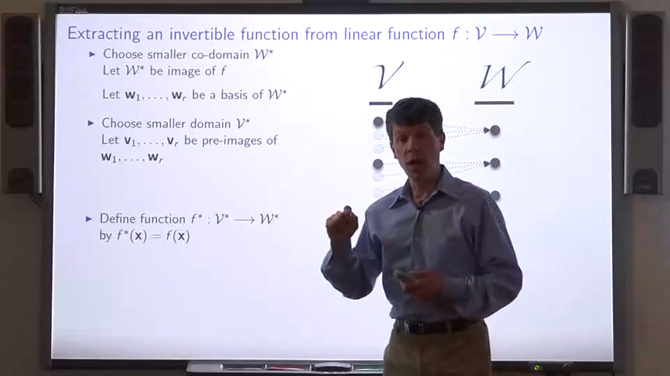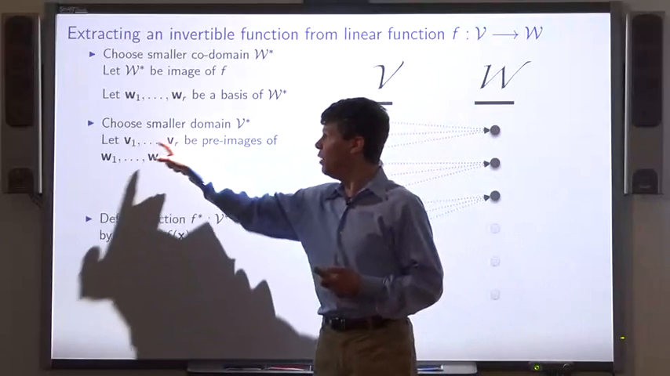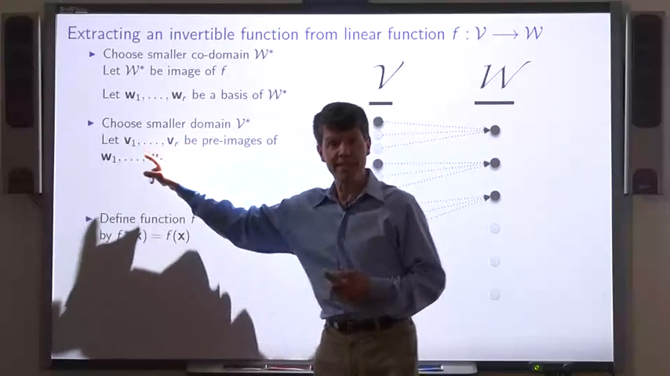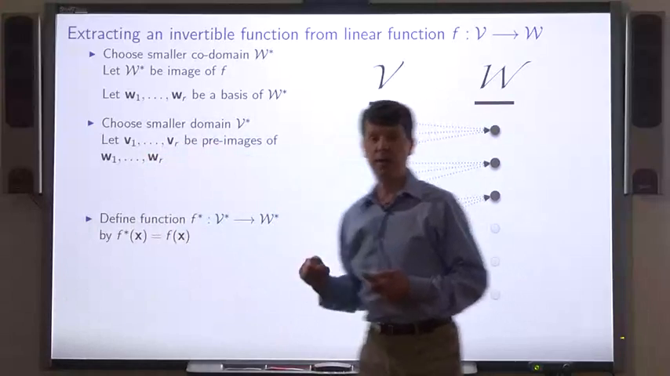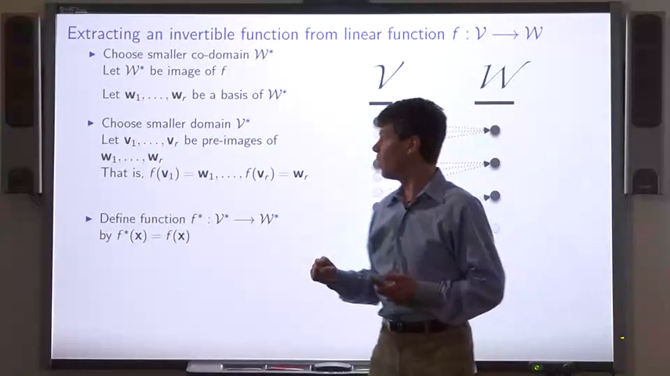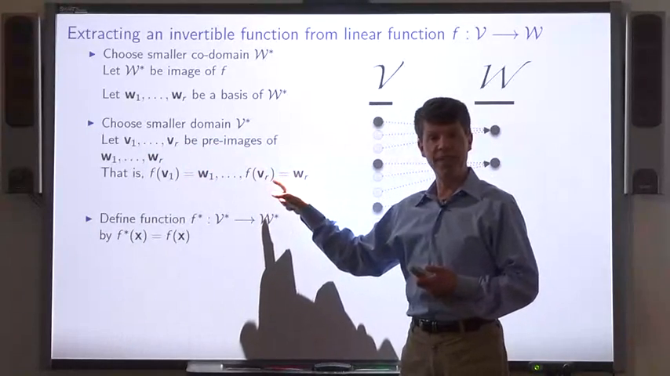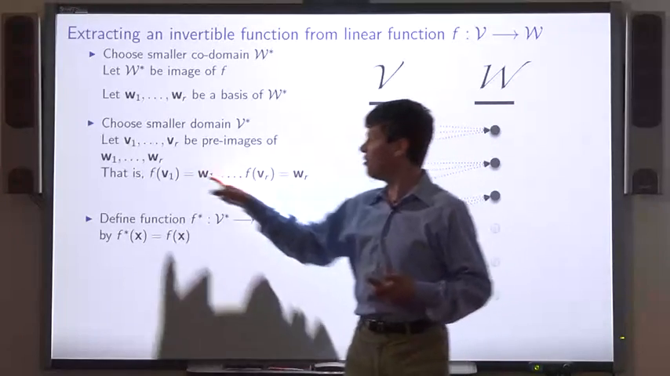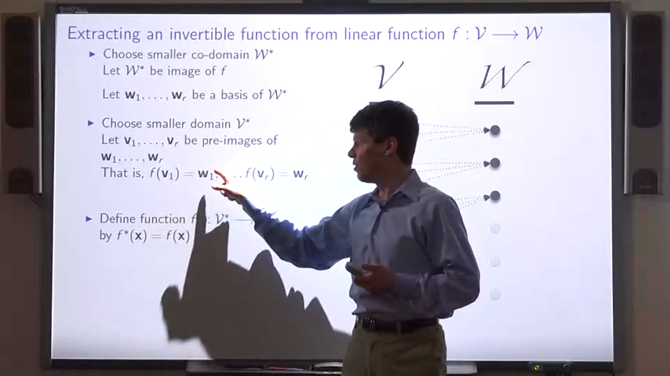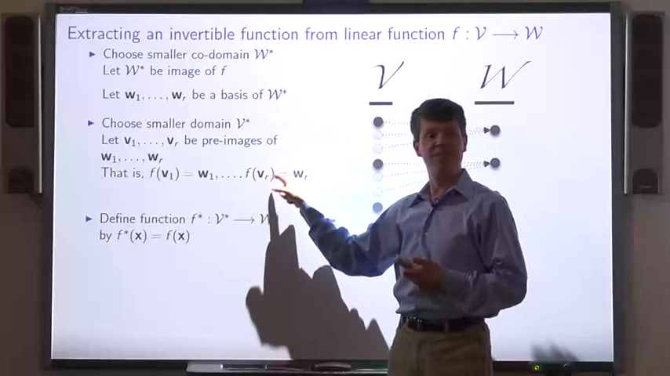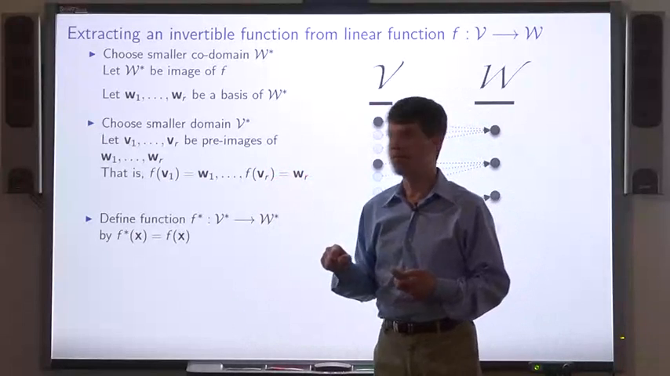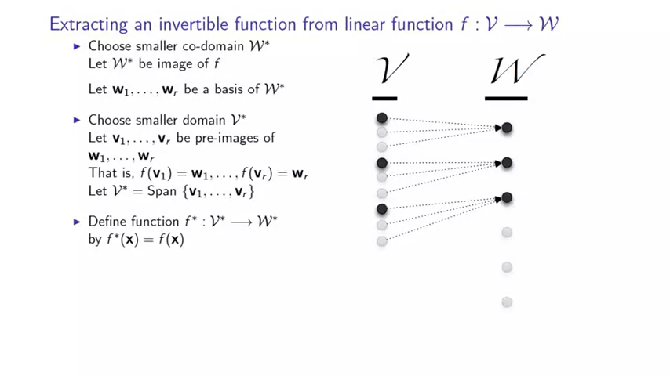Now we'll choose the domain. Let v1 through vr be pre-images of w1 through wr. That means we choose v1 through vr to be vectors such that f of v1 equals w1 and so on up to f of vr equals wr. And we define the new domain, V star, to be the span of vectors v1 through vr.